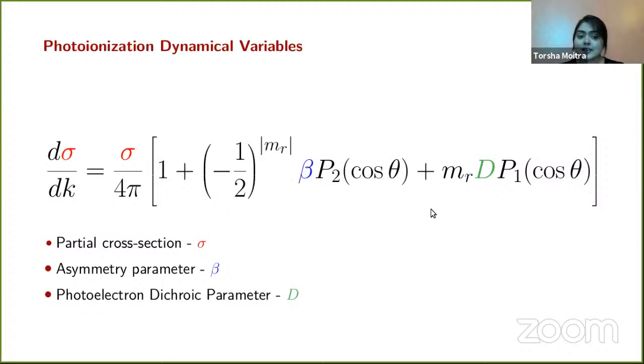Here, I must state that this D should not be confused with the photoelectron transition matrix element D_IF. In this expression, theta is the scattering angle, and P1 and P2 are the Legendre polynomials, and M_R describes the polarization of the incident light. M_R is equal to 0 for linearly polarized light, and M_R is equal to plus or minus 1 for left and right circularly polarized light, respectively.